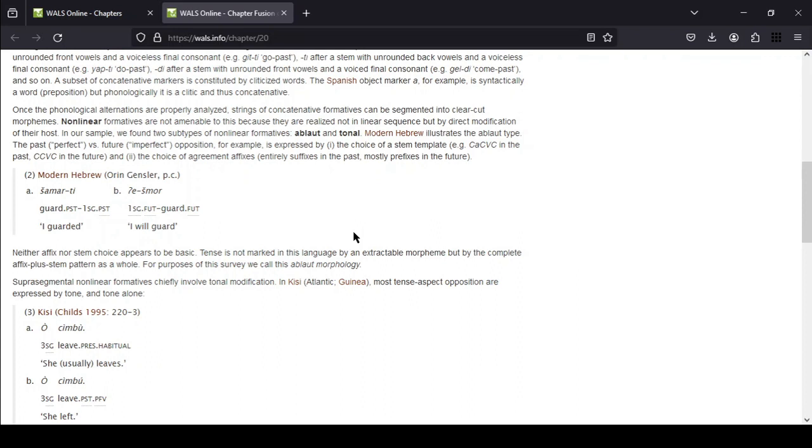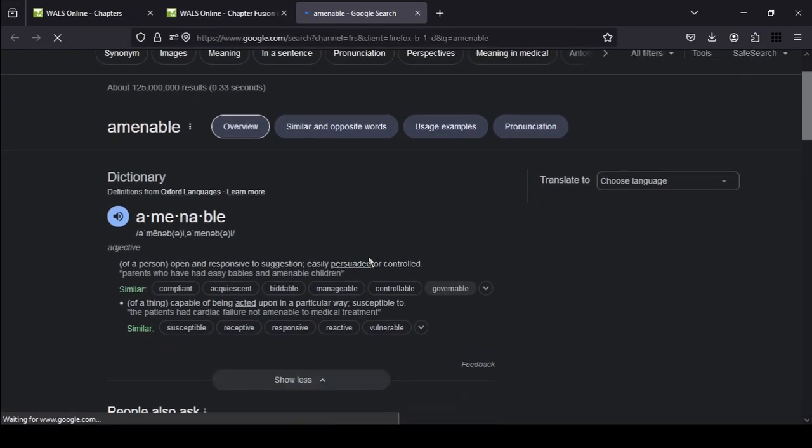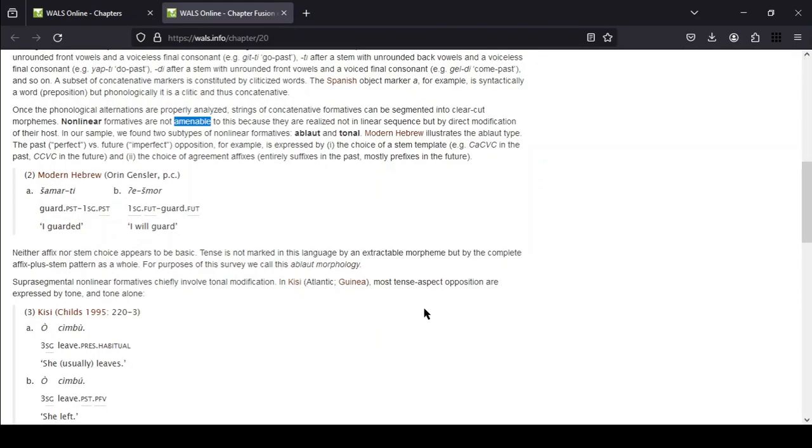Nonlinear formatives are not amenable. That's not a word I know. You're throwing fastballs at me, bro. I don't know this word. Amenable: open and responsive to suggestion, easy to be persuaded or controlled, capable of being acted upon in a particular way, so susceptible to. Okay. I might have to pause. I'm hearing walking. Alright, ladies, I'm back, and I got some water. So amenable, usually receptive to change.